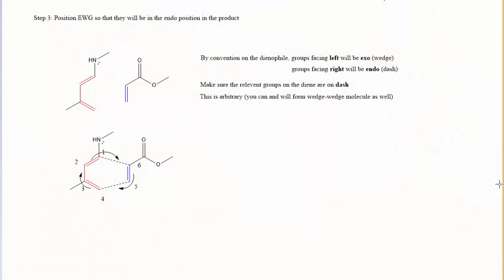In your final product, when you draw it out, what this is saying up here is that whatever is attached at the 1 and 4 position, you're going to put on a dash. And the electron withdrawing group, you're also going to put on a dash, which is why it's facing to the right.